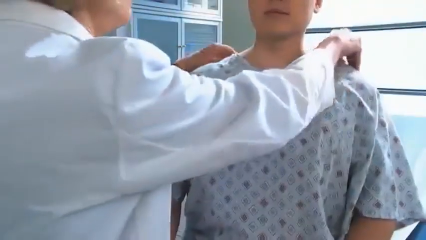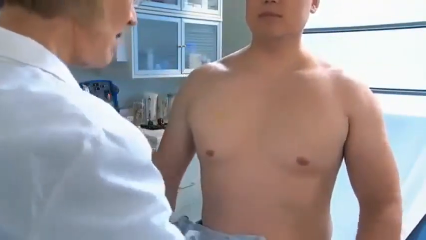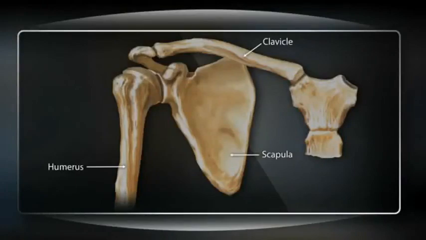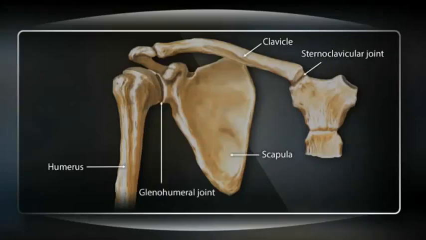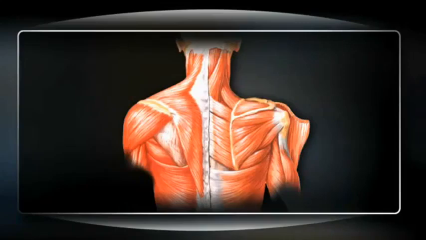When you assess the shoulders, identify the following important landmarks and articulations. The bony structures of the shoulder include the humerus, the clavicle, and the scapula. Three different joints articulate the shoulder: the glenohumeral joint, the sternoclavicular joint, and the acromioclavicular joint. Three groups of muscles attach at the shoulder.